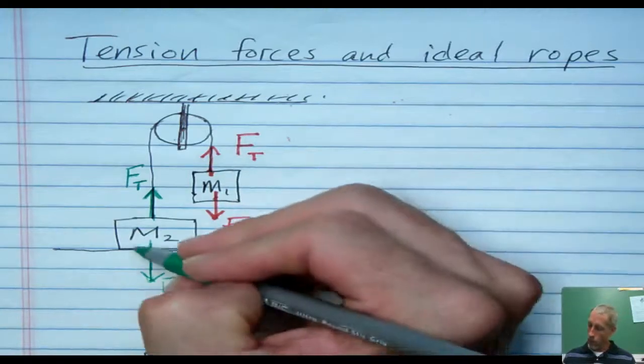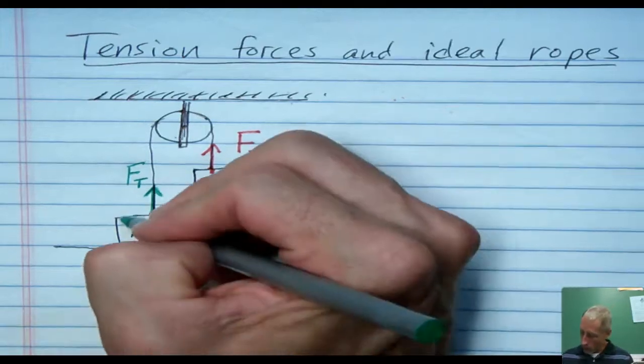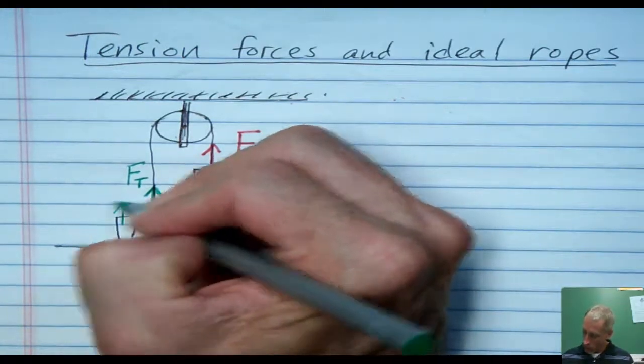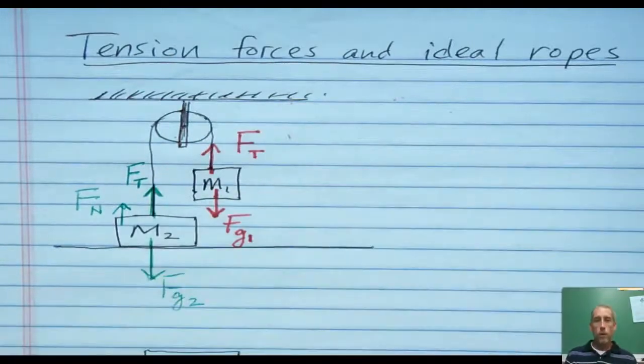Now what other force would we have here? Because we're sitting on the floor, we have a normal force that would be pushing up, and I'll call that F sub n. So there you see it. Two diagrams for the two parts of this system here.